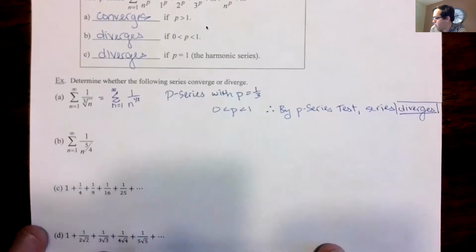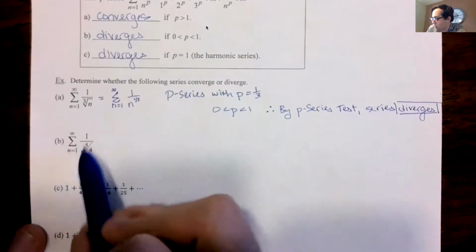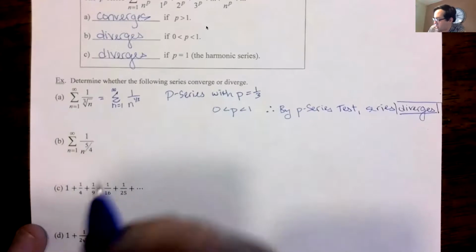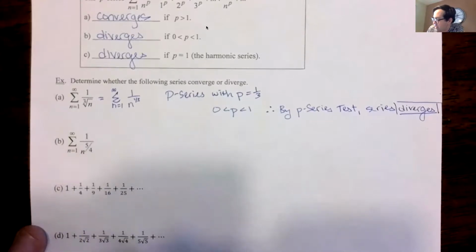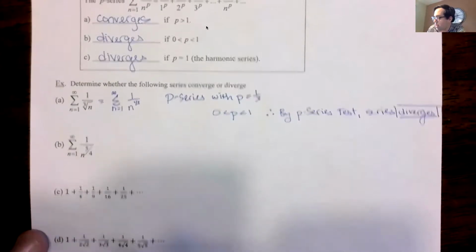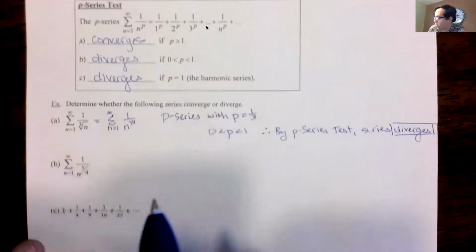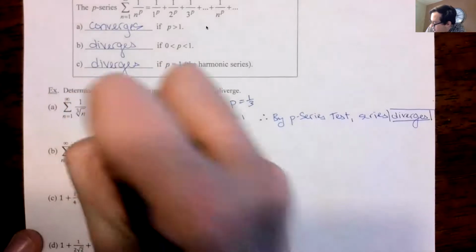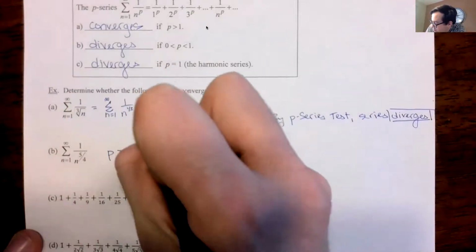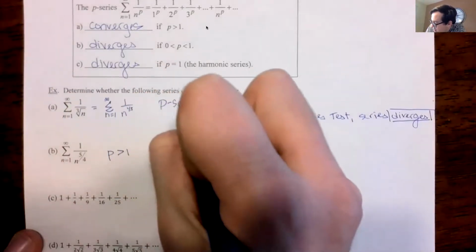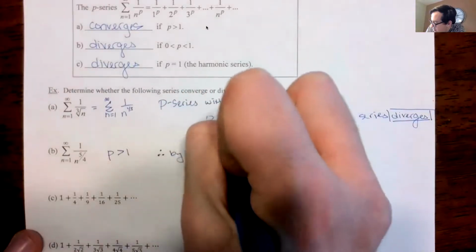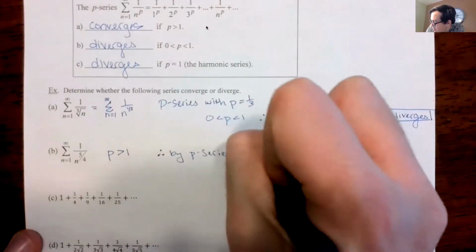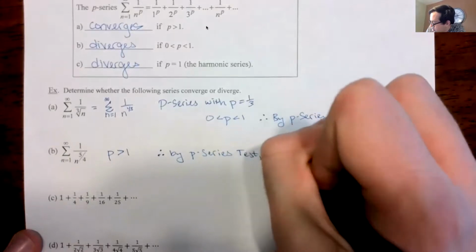Let's look at letter B. Sum from 1 to infinity of 1 over n to the 5/4. This, once again, is a P series. This time we don't even have to manipulate it. And this P is greater than 1. So we could write that P is greater than 1. Therefore, by the P series test, the series converges.